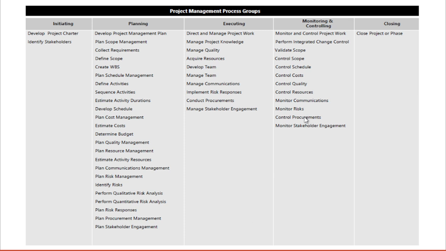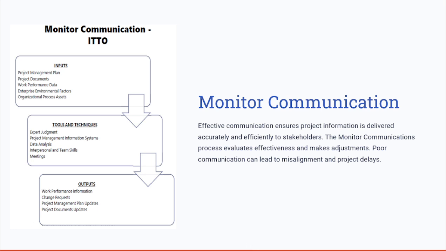So now let's discuss monitoring the communications. After we have explained monitor the stakeholder engagement, now it's the time to jump into monitoring the communication. So to start with, monitoring the communication is one of these important key processes. It's not just about sending emails or holding meetings.